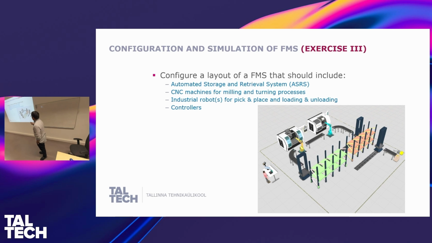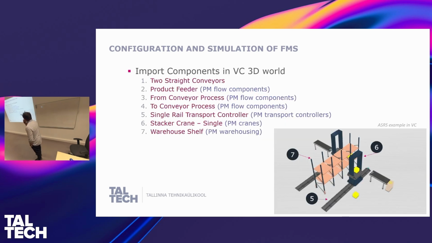But the components we use are the automated storage and retrieval system, with the cranes and racks, and the CNC machine, which we used already in machine tending. So that part is already known. I mean, we have done how we execute the machine tending with the robot and the machine. This area, I think you are not really familiar with in the visual component that we will do. So that's why I have this configuration and simulation of the FMS.